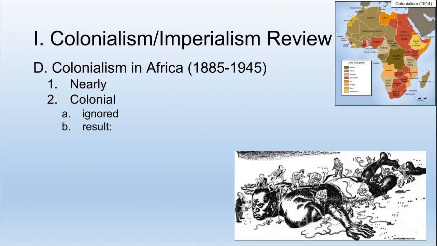And then you even see other tribes split into separate colonies. So you might have clans where one part is in a colony of the French, and the other part is in a colony of the English, having very different lives. So completely ignoring the traditional areas of the Africans.